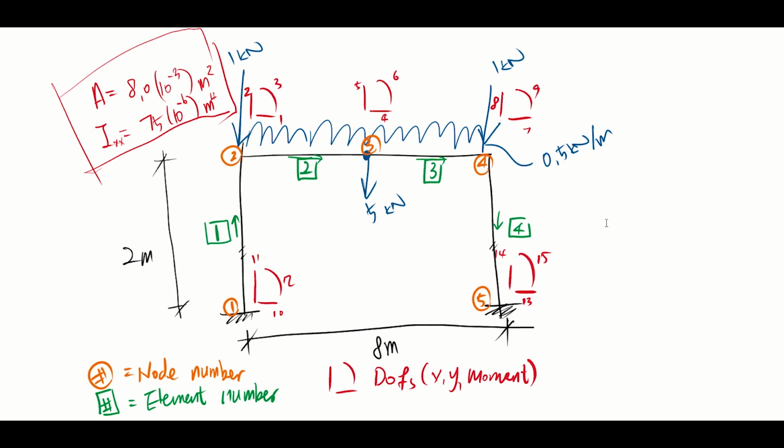You've got the properties right over there. Area is given as 8.0 times 10 to the power of minus 3 square meters, and your moment of inertia is given as 8.